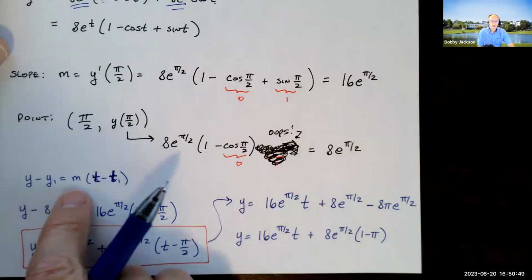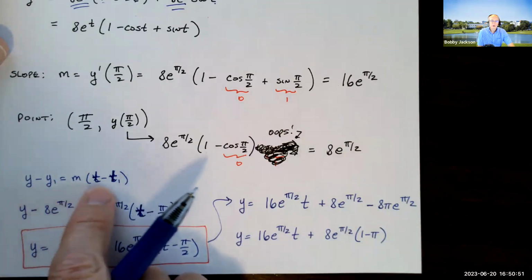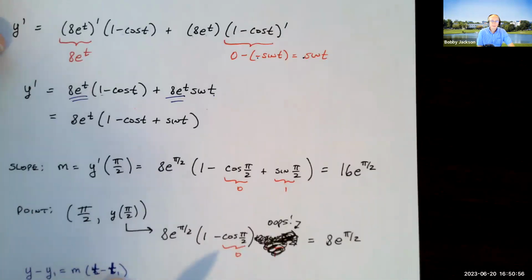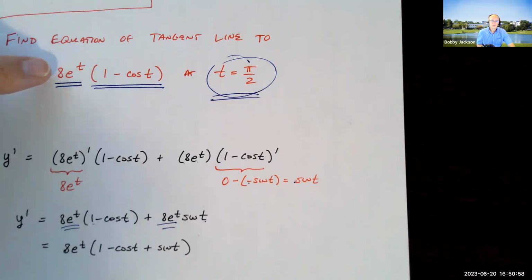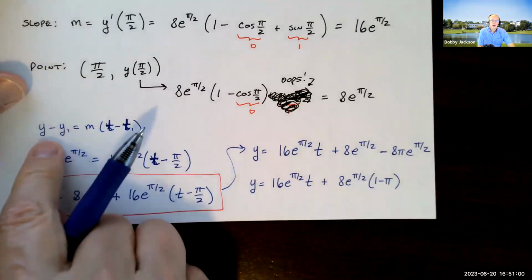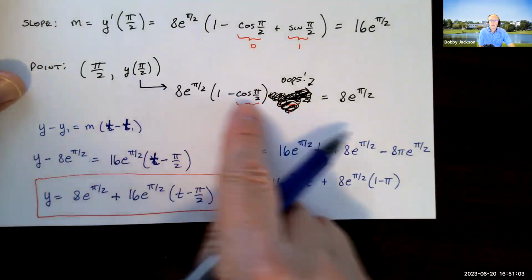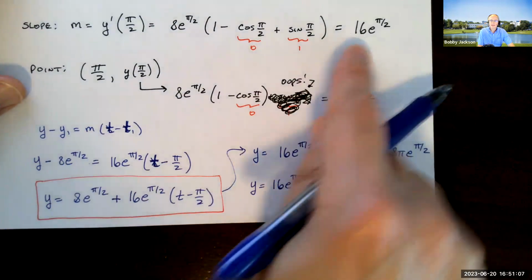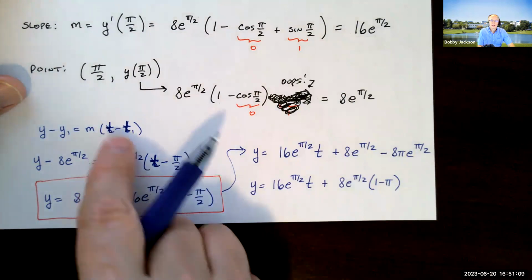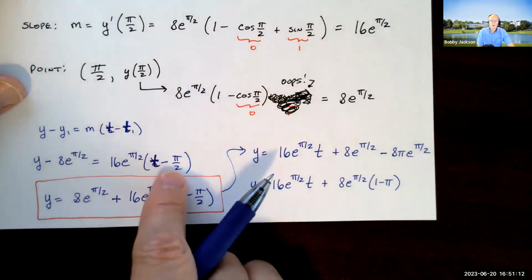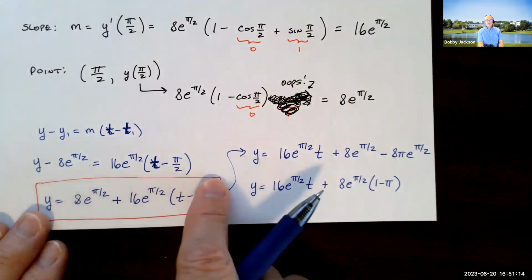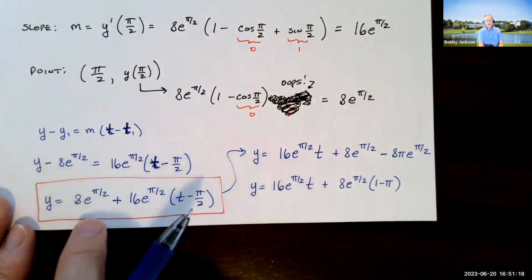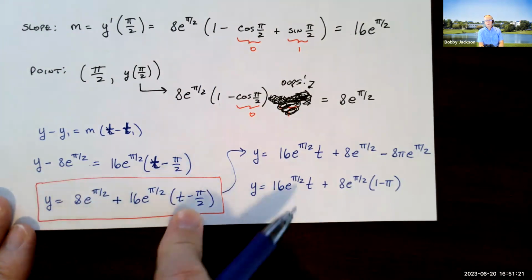So I'm now ready to plug into point-slope form. Notice my independent variable is t, not x, because t is our independent variable in this problem. And so y minus y1, where the y coordinate of my point is 8e to the pi over 2, m we found is 16e to the pi over 2, and t minus t1 is pi over 2. So it's kind of a nasty looking expression. If I solve for y, I can just add 8e to the pi over 2 to both sides. And this should be acceptable, I think.